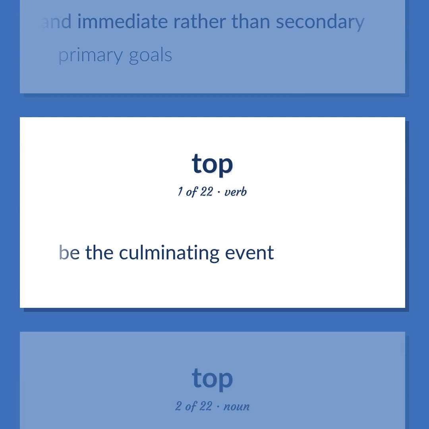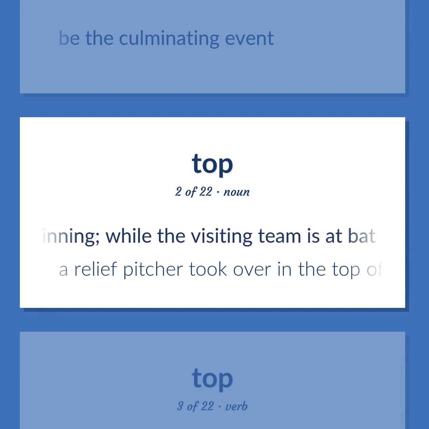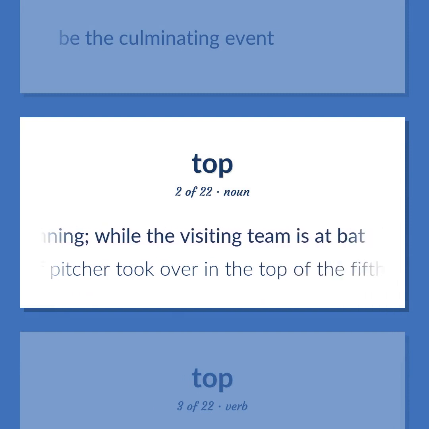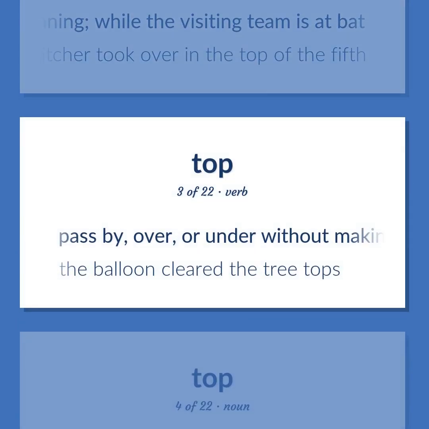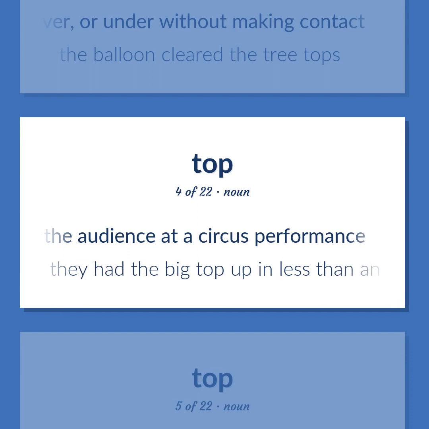Be the culminating event. The first half of an inning, while the visiting team is at bat. A relief pitcher took over in the top of the fifth. Pass by, over, or under without making contact. The balloon cleared the treetops. A canvas tent to house the audience at a circus performance. They had the big top up in less than an hour.